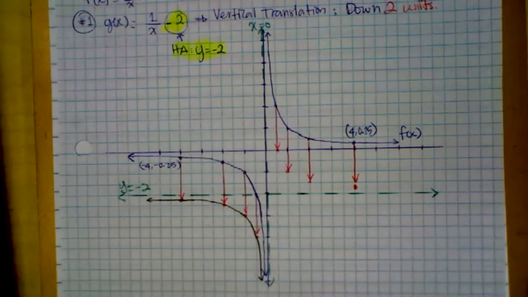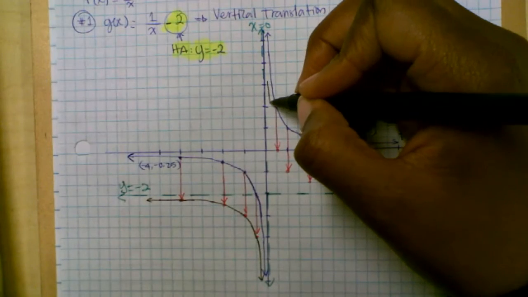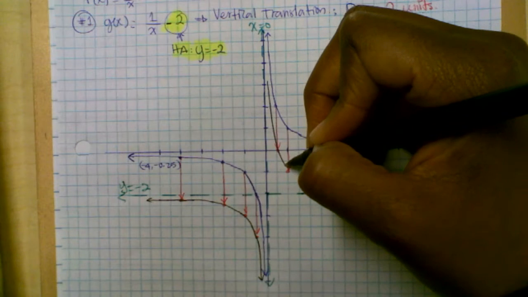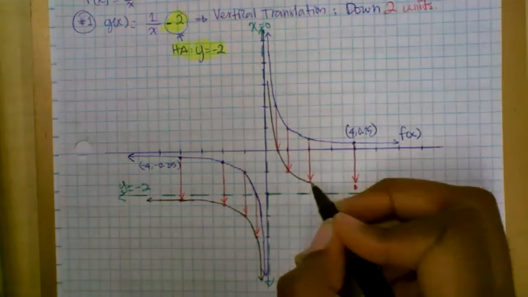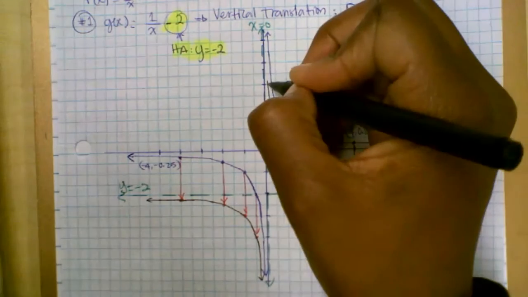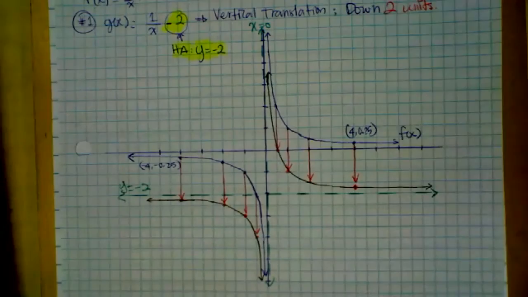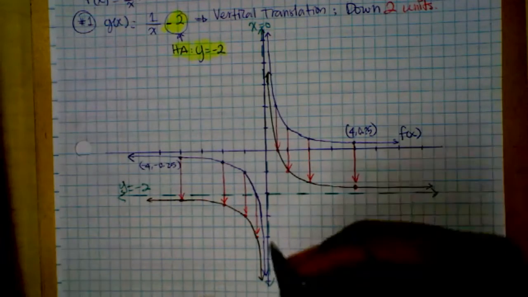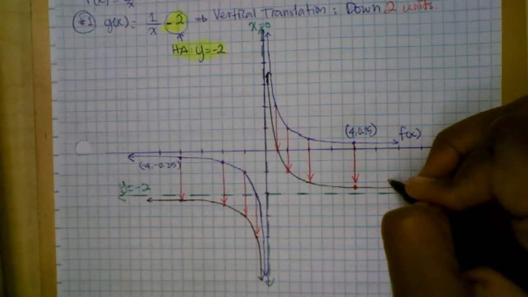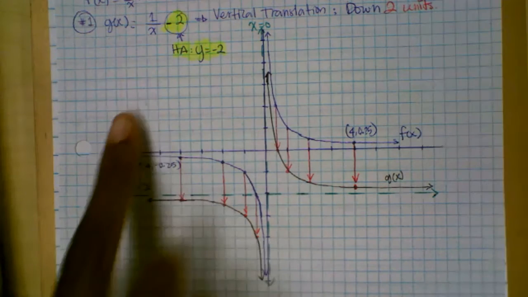Okay, so next let's do the right piece. So approach the asymptote but never cross over it. You connect the dots. And voila. The one in black represents the function g of x. Okay, and we are done graphing number 1.